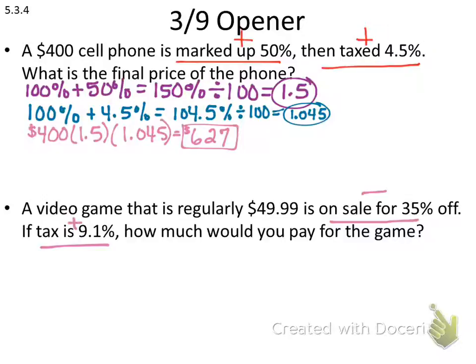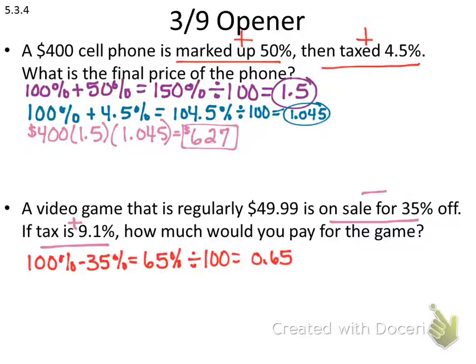Zach. Start at 100 minus 35. So I'm going to start at 100%. Minus 35% equals 65%. Very good. Divided by 100 equals 0.65. And I'm going to circle that because I'm going to use that multiplier in a moment.